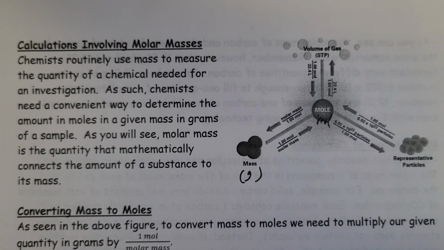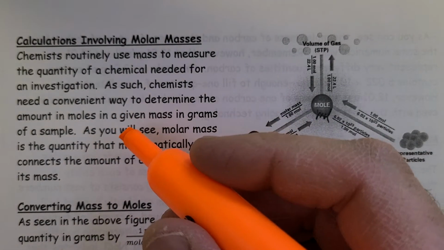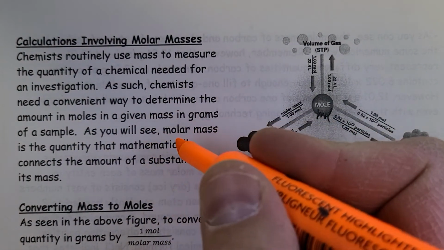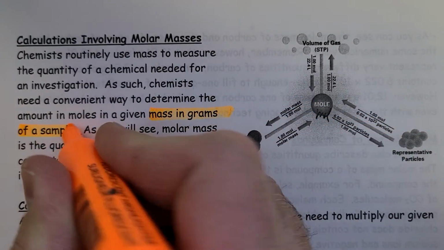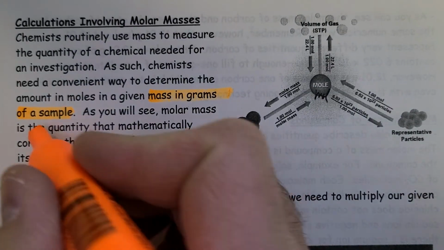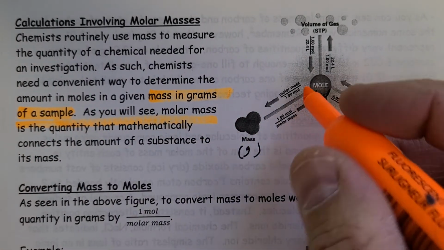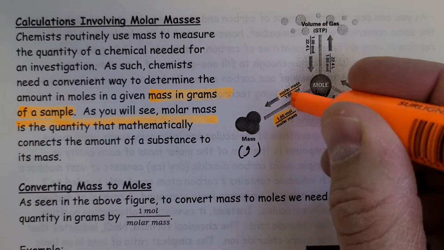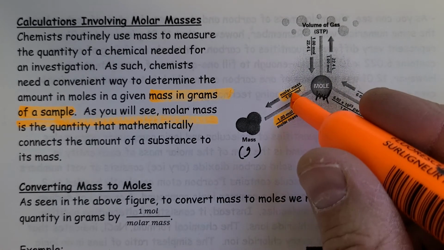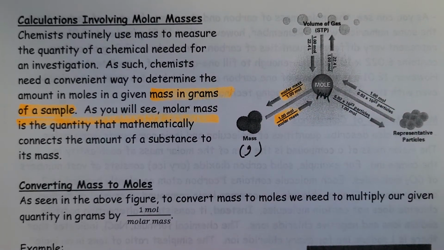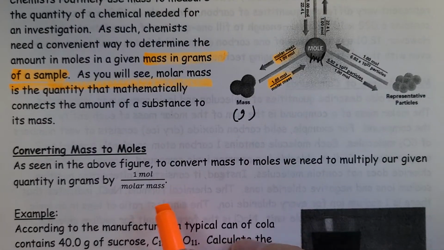So it says here, calculations involving molar mass. Chemists routinely use mass to measure the quantity of a chemical needed for investigation. As such, chemists need a convenient way to determine the amount of moles of a given substance if we know what it is in grams. As you'll see, molar mass is the quantity that relates the two. So over here we can see that molar mass, 1 mole is how many grams, or molar mass is how many moles. So converting mass to moles is seen in the above figure.